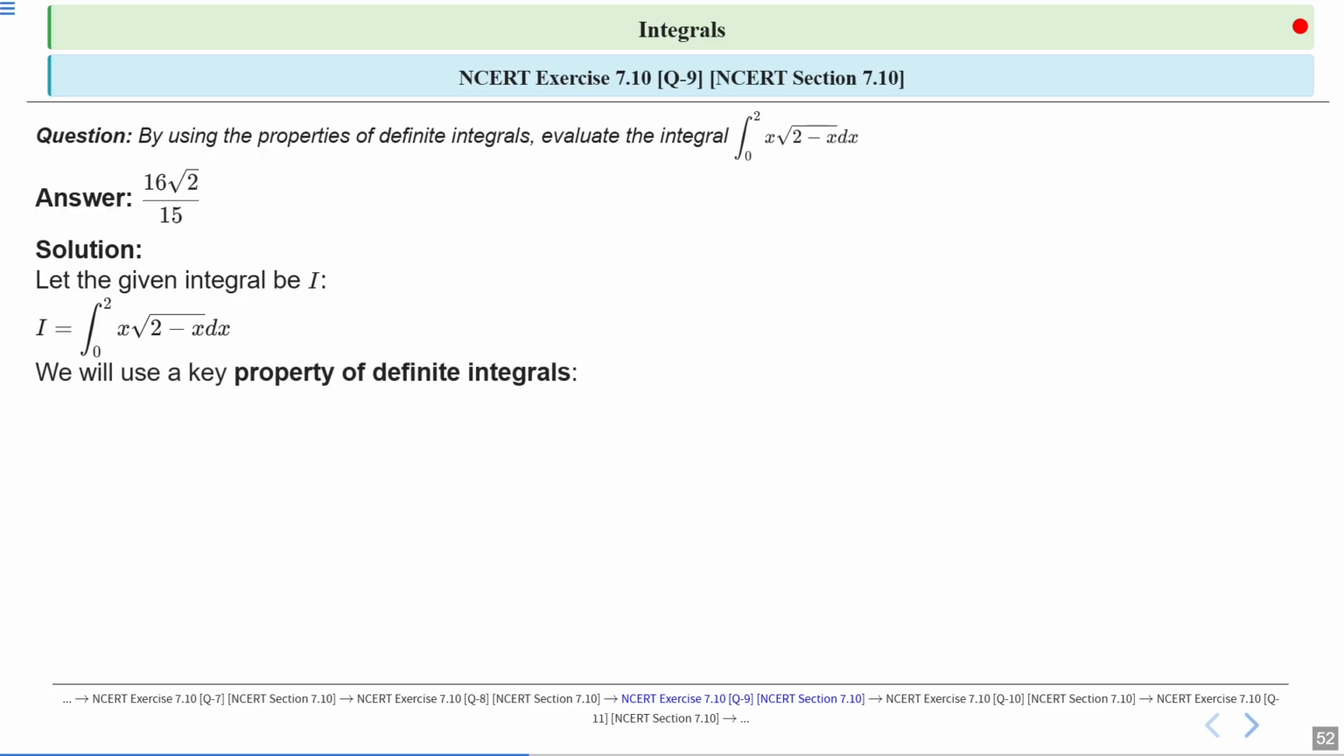So we can find the value of this definite integral by using the substitution method, or we can apply the property of definite integrals so that it is converted to an easier form. The property is integral 0 to a f(x) dx is equal to integral 0 to a f(a minus x) dx. Here the value of a is 2 and the function f(x) is equal to x into root under 2 minus x.